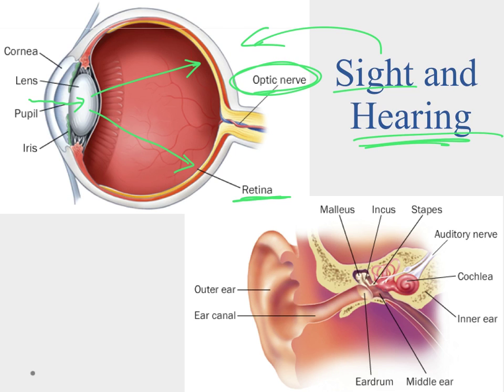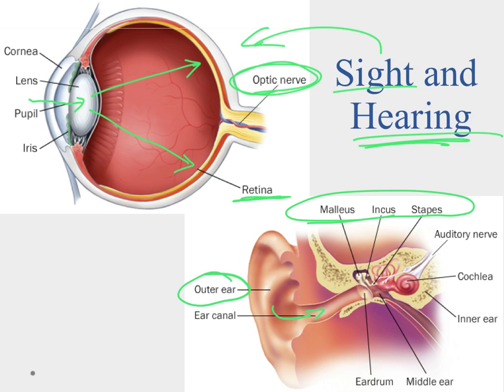Hearing occurs in the ears, and there's several different parts of the ear that we want to talk about real quickly. The first is this outer ear. Your outer ear is basically a funnel. It just collects these sound waves and directs them into the ear canal where they'll go back until they hit the eardrum.